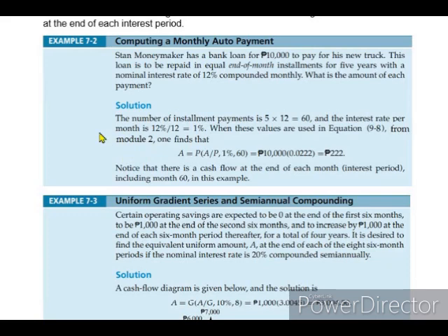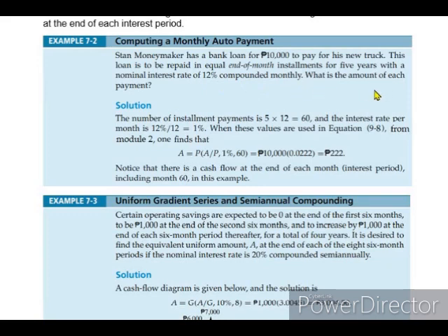So, dito sa example 7-2, computing a monthly auto payment. So, Stan Moneymaker has a bank loan for 10,000 pesos to pay for his new truck. This loan is to be repaid in equal end-of-the-month installments for 5 years with a nominal interest rate of 12% compounded monthly.